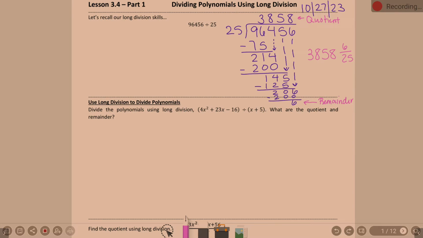The fact that you're dividing in, subtracting, repeating the process over and over. Because we're going to look now, okay, how do we use long division to divide polynomials like this? Okay, so in this case, 4x squared plus 23x minus 16 divided by x plus 5. The question is, what is the quotient and what is the remainder? Okay.